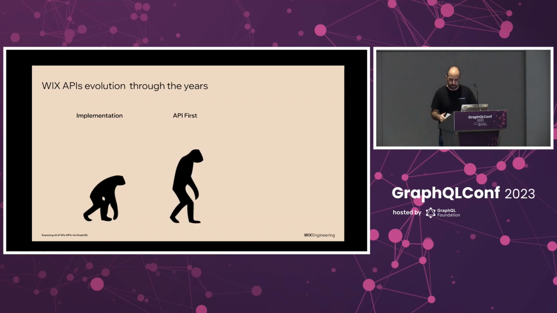And then, I would say around 5 years ago, we started to treat our APIs differently. So instead of creating tailor-made APIs for specific use cases, we started to build APIs first, meaning that we designed the APIs considering the use cases that we have in Wix, but we also think about other use cases that other developers can use.